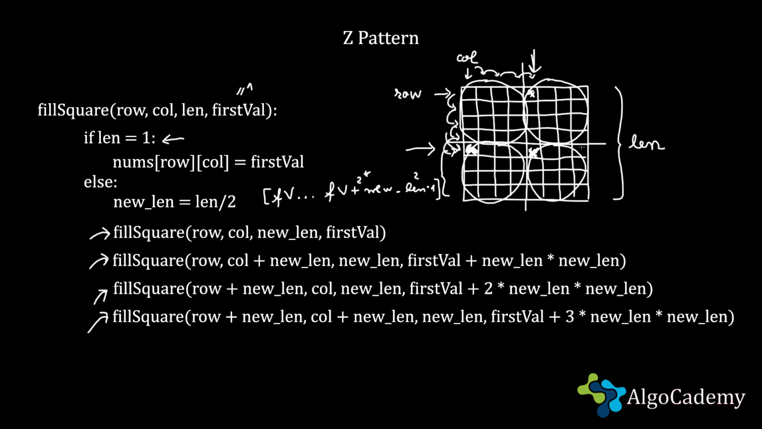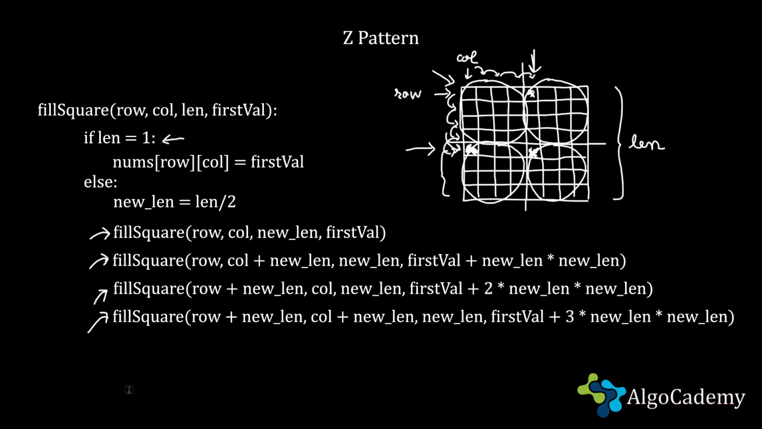We have a square of length new len, and the first value that should be there is first val plus 3 crossed new length squared this time. And why is that? Because again, if we started here with first val and have written new length squared values, then we start here with first val plus new length squared, here with first val plus new length squared cross 2, and here, after writing a total of 3 crossed new length squared numbers in the first 3 quadrants, the first one will be first val plus 3 crossed new length squared.